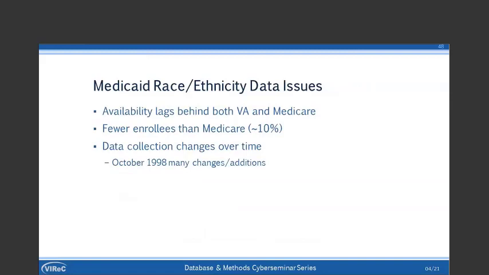The availability of the Medicaid data lags behind both VA and Medicare. Medicare is usually a year or two behind the VA data, which is typically current and up to date, and then Medicaid is another couple of years behind that. We also have fewer enrollees in Medicaid, approximately 10% of our VA enrollees are also enrolled in Medicaid, and these data have also been subject to changes in collection over time.